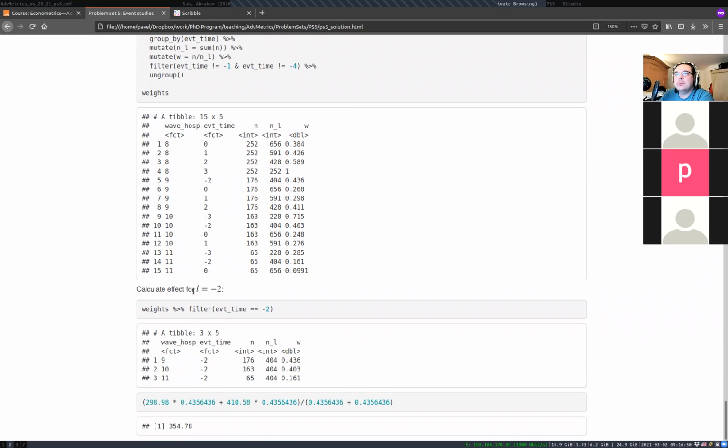And as previously, let's use the period -2. We can see that with this L equal to -2, we have 3 cohorts, corresponding to the waves of hospitalization 9 through 11. And here are their weights. So the first one is 0.436, and the second one is 0.403. And of course, we dropped this wave from our observations, so we don't care about this one in terms of calculating our effects.